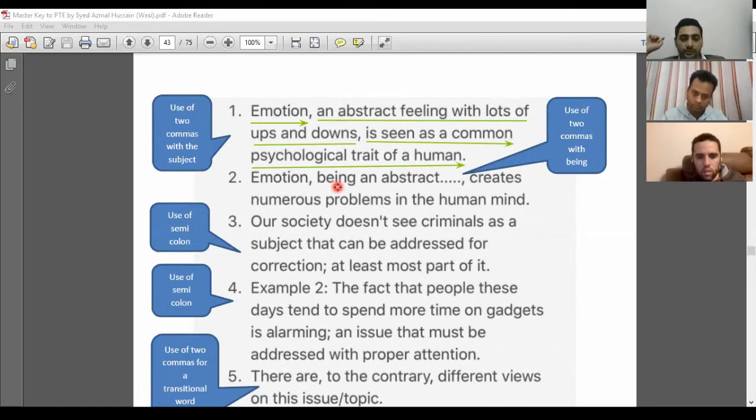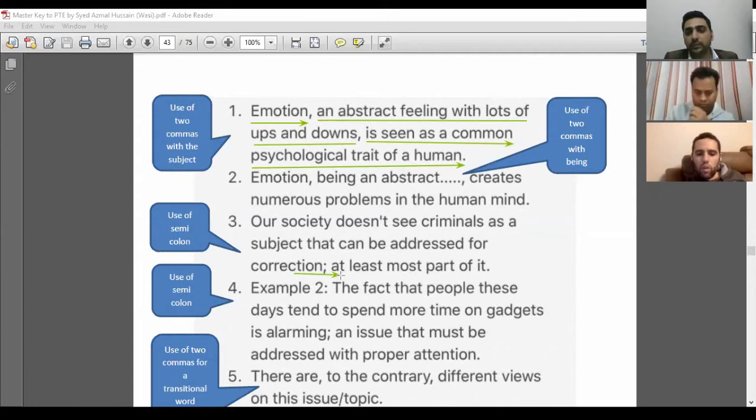The third one, as you can see, our society doesn't see criminals as a subject that can be addressed for correction, at least most part of it. So here the focus is the use of semicolon, right? This one. Yes. So when do you use semicolon?